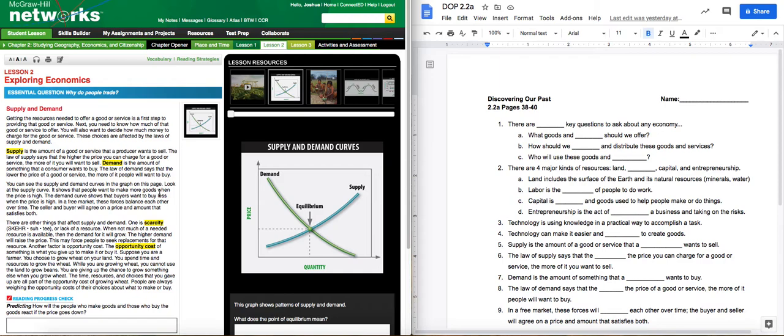Number 7, demand is the amount of something that a consumer wants to buy. What I really want as a person who's selling is I want the demand to be high. Think of your iPhones. There's a great demand for iPhones. Because of that, what happens to the price of those iPhones? Every time a new iPhone comes out, it gets more and more expensive.